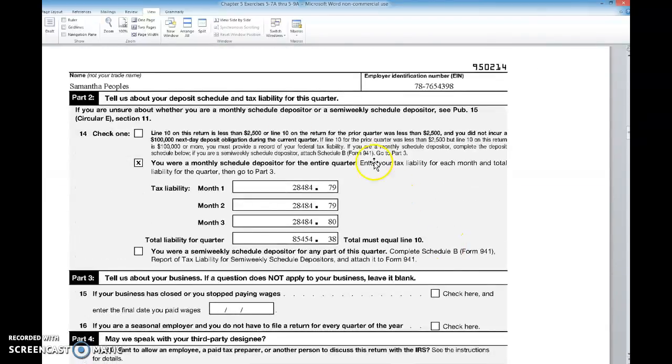As you keep going down on part 2, you're going to fill in your tax liabilities and then the total liability for the quarter. Remember, that must equal line 10. So that is a check figure to make sure that you are completing it accurately and that your figures do match.